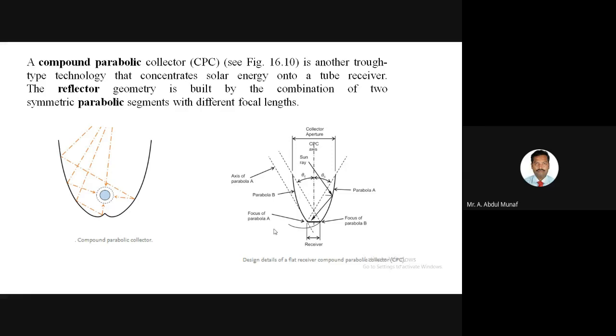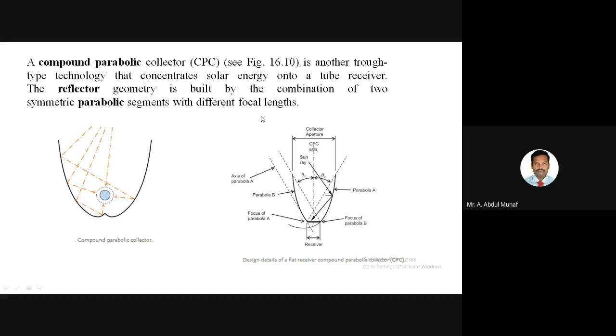Okay, here we are using two parabolas. This one is parabola A and this one is parabola B. So we can call this the compound parabolic collector. It is another trough type technology that concentrates solar energy onto a tube receiver. The reflector geometry is built by the combination of two symmetric parabolic segments with different focal lengths.